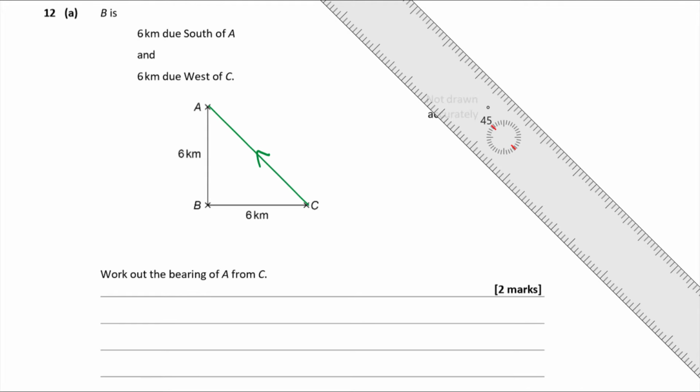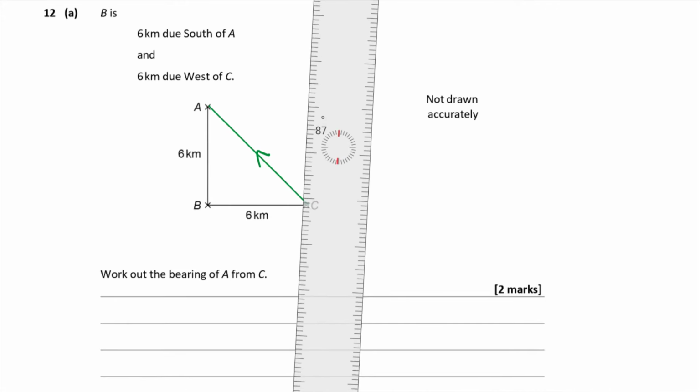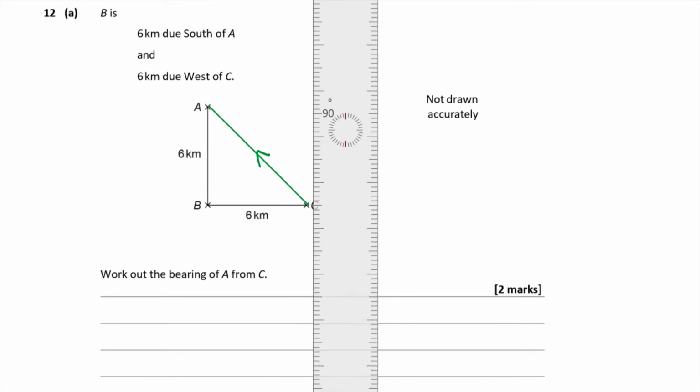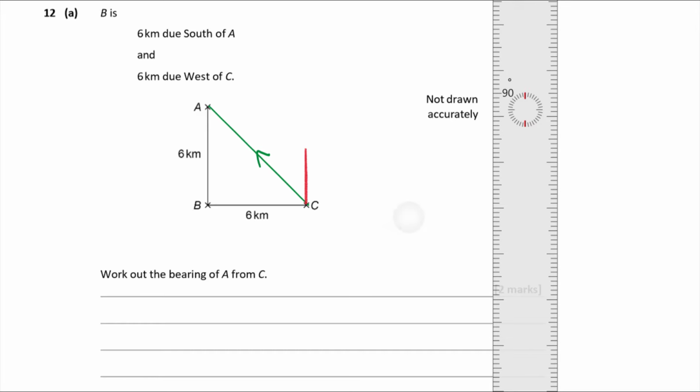Now if we want the bearing of A from C, then we also need to have a north line drawn on C, the point we're exiting from. So that is due north, because bearings are always given clockwise from north. The angle we need to find is this one, going clockwise around from north until we get to the direction we want to go in.